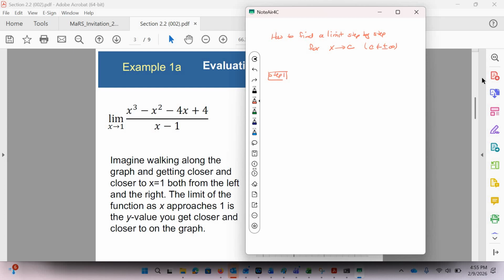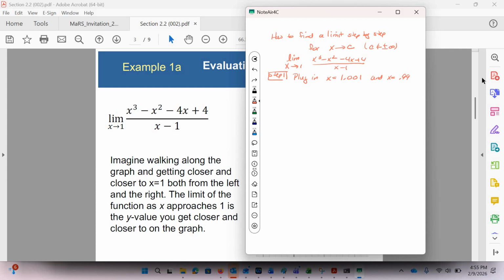Okay, so step 1, you should always plug in 2 numbers that are close to 1, just so you get your answer. We got it off the graph anyway, but pretend we didn't see the graph. So we're doing this limit as x approaches 1 of x cubed minus x squared minus 4x plus 4 over x minus 1. So step 1, plug in x equals 1.001 and 1 below it, just to be sure, because things do go crazy.